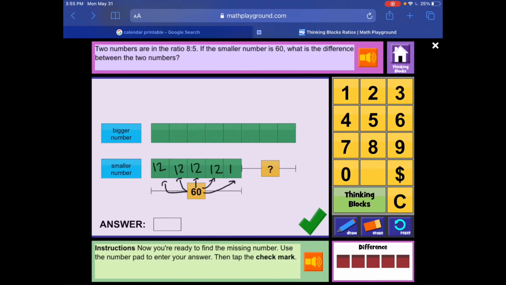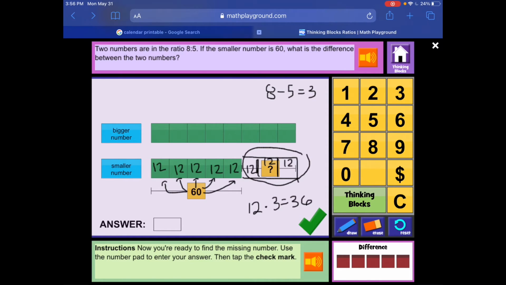All right, so I need to find what's missing here. One way of thinking about what's missing is thinking about how many green blocks are missing. So there are 8 on the top, there are 5 in the bottom. 8, take away 5 is 3. That means 3 boxes are missing, and if each one of those has 12, then what's really missing right here is 12 times 3, which is 36.